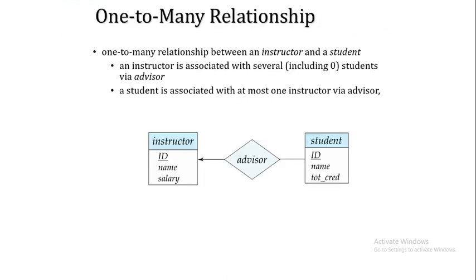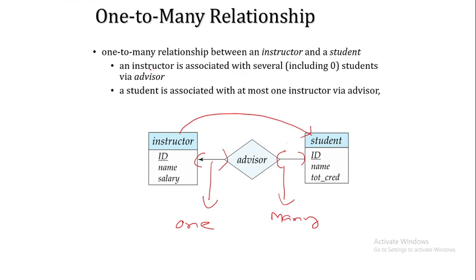Next comes your one-to-many relationship. In the case of a one-to-many relationship between instructor and student, an instructor is associated with several students by advisor. A student is associated with at most one instructor by advisor. So this is many and this is one. This defines your one and this defines your many. How is it many? An instructor is associated with several students. So instructor to student is many.